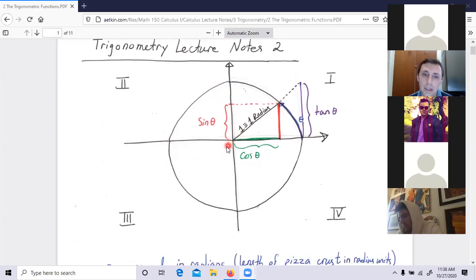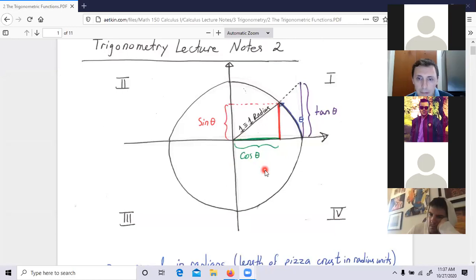Good. Now, similarly, in the third quadrant, is tangent negative or positive? Yes, great. Tangent will be positive in the third quadrant. You understand why? Because both sine and cosine are negative. You all see that? When we take a ratio of two negatives, we get a positive.